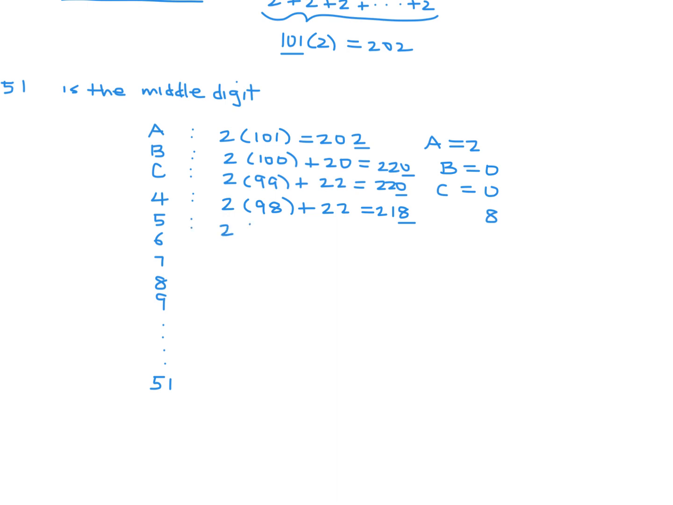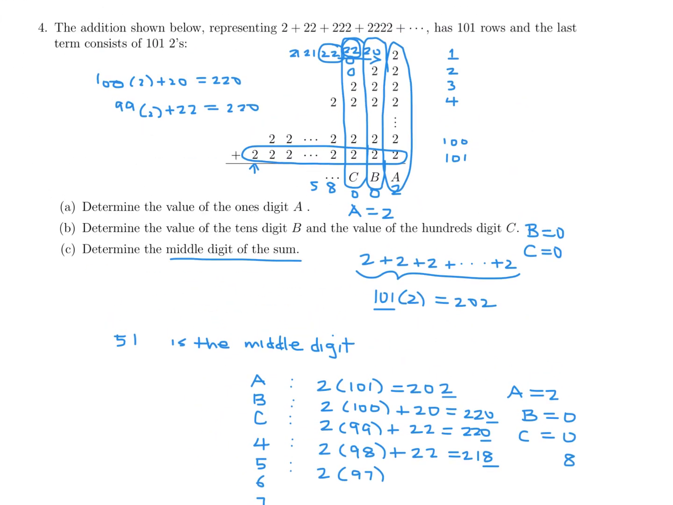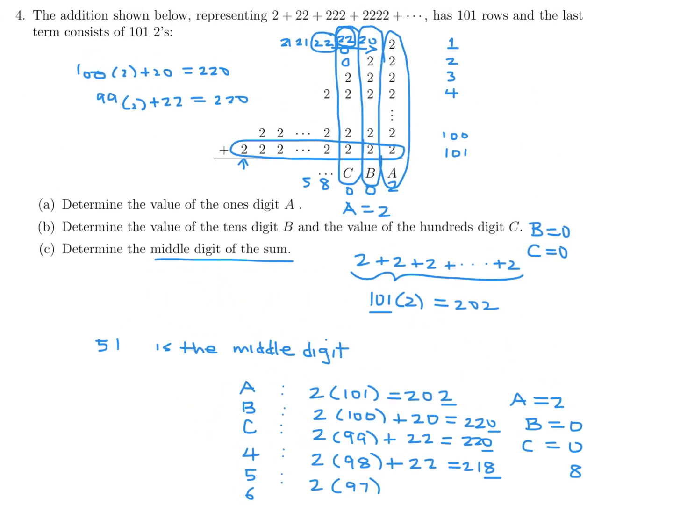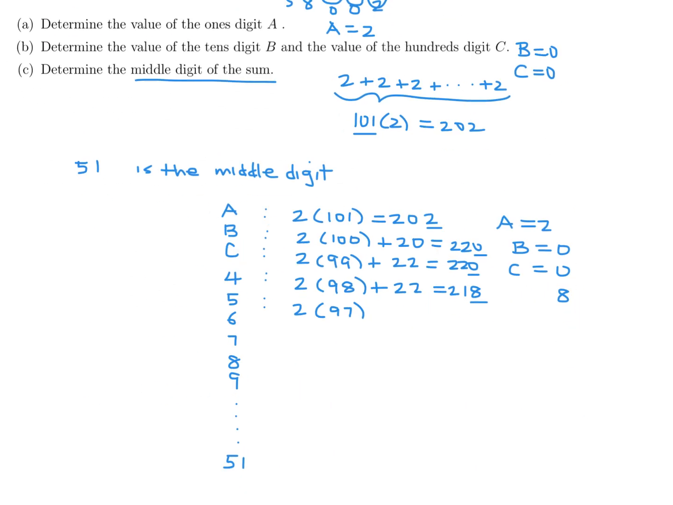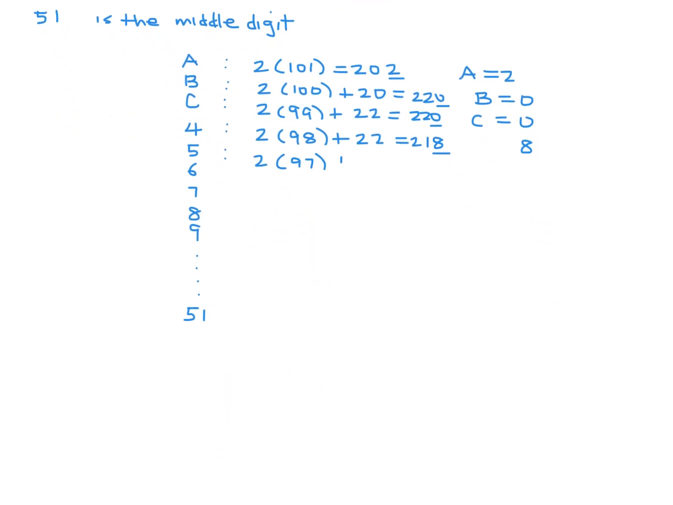And then you just keep going, 2 times 97. And I think the carry this time was 21. Yeah, see, it's right there. So this is going to be 2 times 97 plus 21, which is 215, and therefore that was a 5. You just keep going. I hope you guys get the hang of this. So 2 times 96, and then the next carry, I believe, is 21. And therefore that is going to be 213. So that's a 3, the 6th digit.